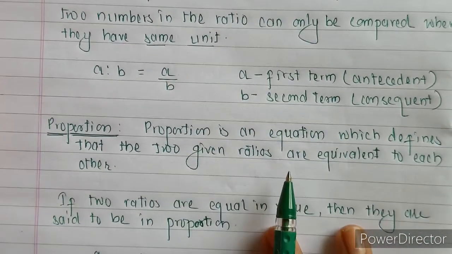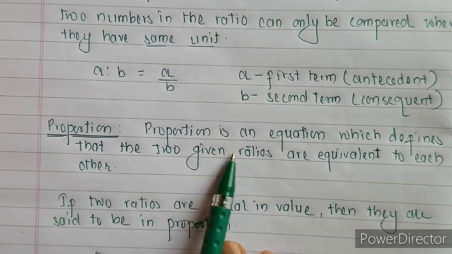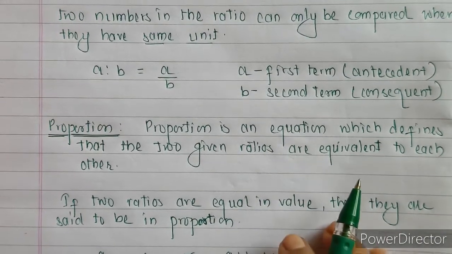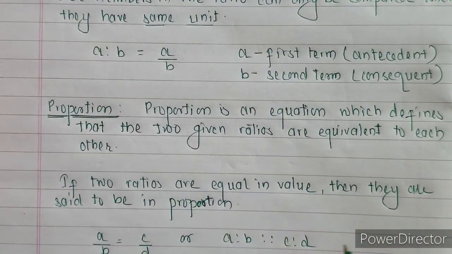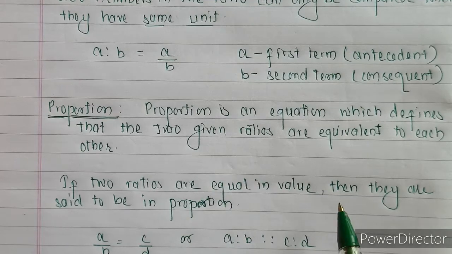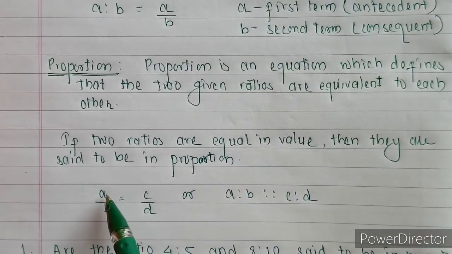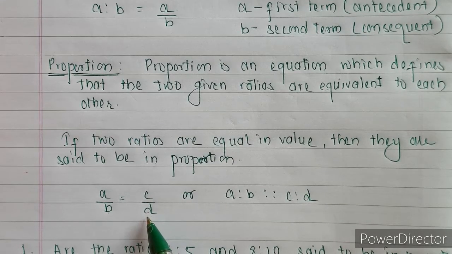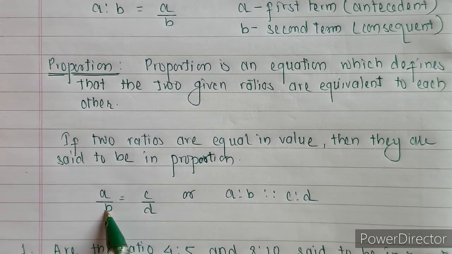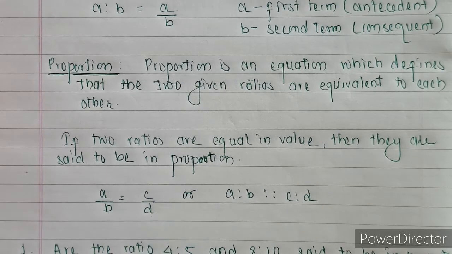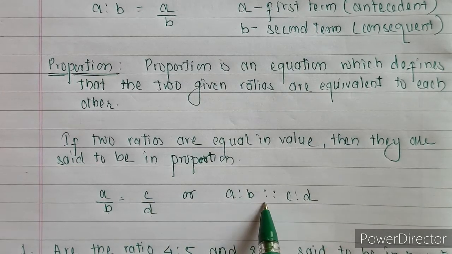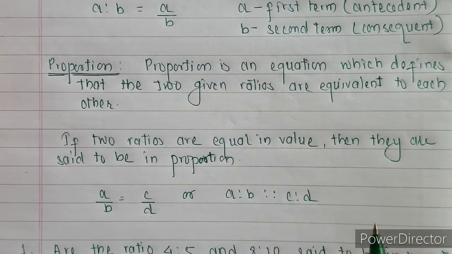Next thing is proportion. Proportion is an equation which defines that two given ratios are equivalent to each other. If two ratios are equal in value, then they are said to be in proportion. For example, A by B and C by D are in proportion if and only if A by B is equal to C by D. Or you can write this as A is to B is in proportion to C is to D.